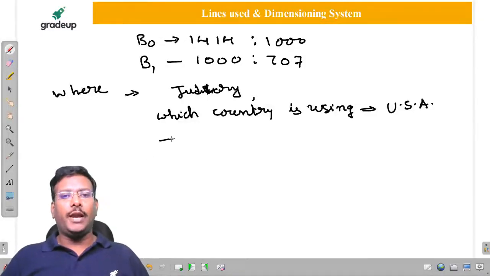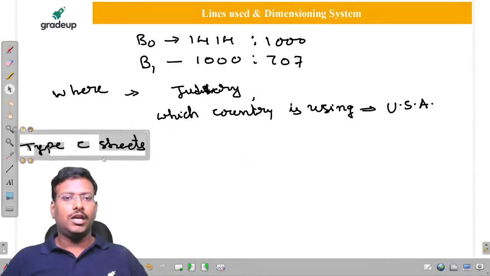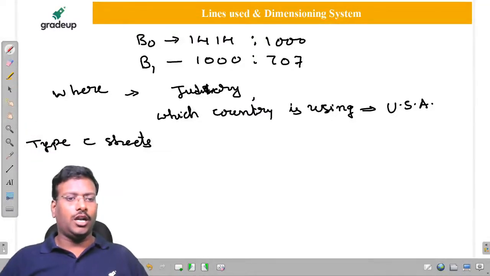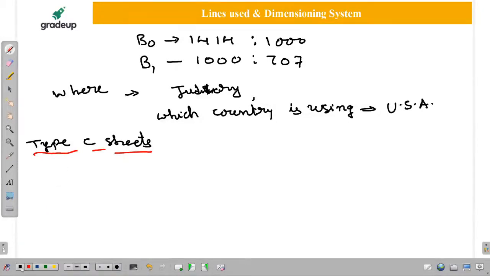Now, what about type C sheets, sir? Are you aware of type C sheets? Anybody have an idea? I hope most of the people have not come across this one also. This is very simple, sir. This is the geometrical mean everywhere. In type A, type B, type C, whenever we are moving, we take the geometrical mean. C is the geometrical mean of A type of sheets and B type of sheets.